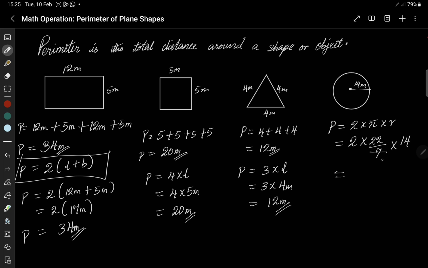Of course, 7 here is 1, 7 here is 2. So what we are left with is 2 times 22 times this 2, which is remaining. So this is equal to 2 times 22 is going to give us 44, and 44 times 2 is going to give us 88. Therefore, our perimeter is equal to 88 meters. That's the perimeter of the circle.